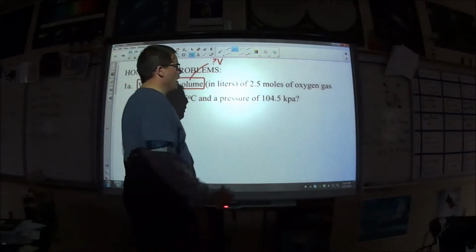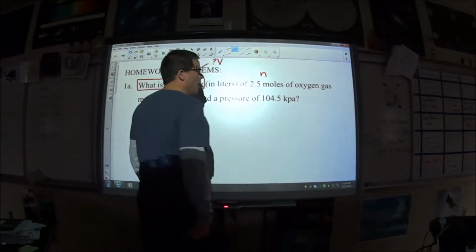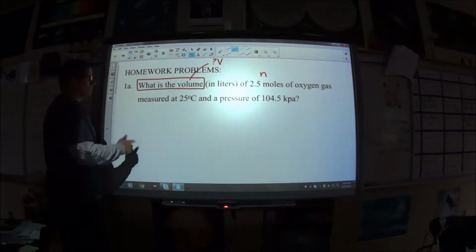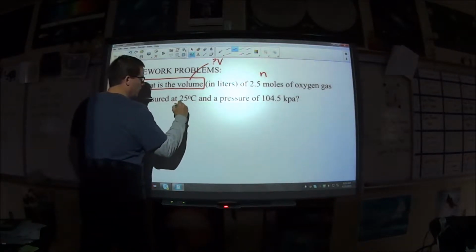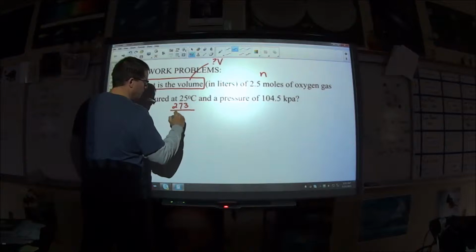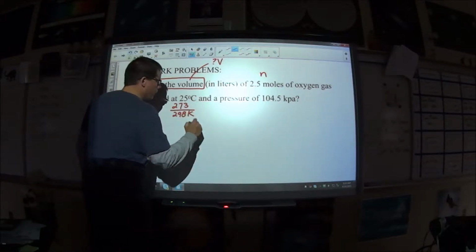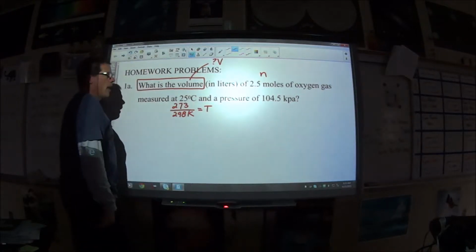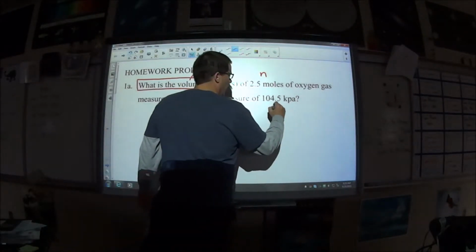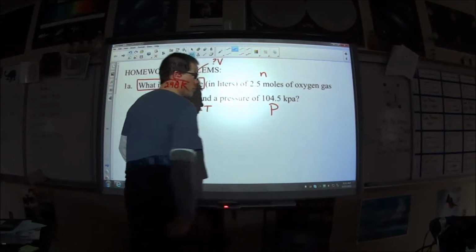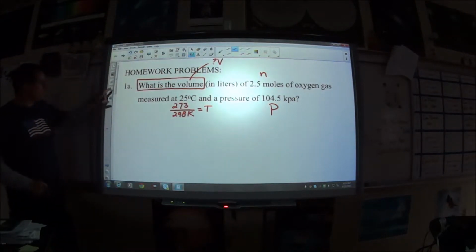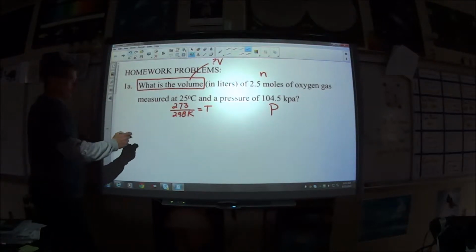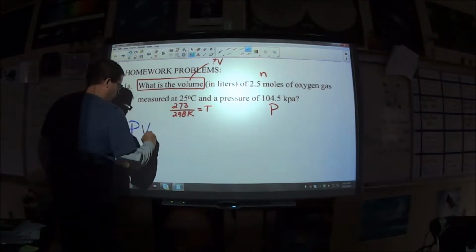I have my 2.5 moles, which is my variable n, of oxygen gas. That really isn't significant in this problem, but it's measured at 25 degrees, so I'm going to add 273 to that, 298, which is my T value. And a pressure of 104.5 kilopascals, which is your pressure. Okay? So obviously, we have a gas situation, so we're going to use PV equals nRT.